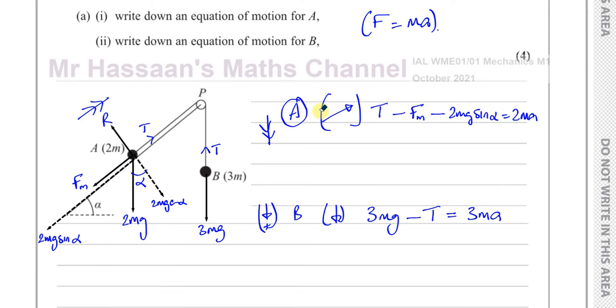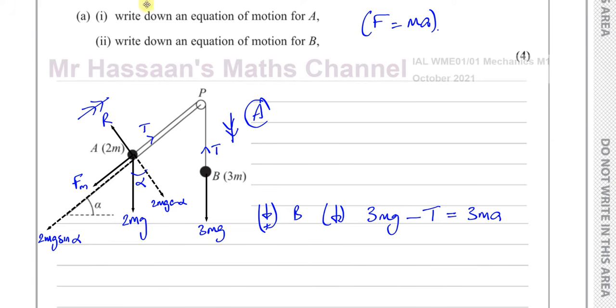Okay, so that's basically the equation of motion. I'm resolving A, taking this as positive going up the plane. So as I said, T is going up, the frictional force is acting down, the component of the weight acting down the plane is 2mg sine alpha, and that's equal to the mass, which is 2m, times acceleration a. So this is what they're looking for in part A. They're not looking for you to put any values in here. That's perfectly good for part A.